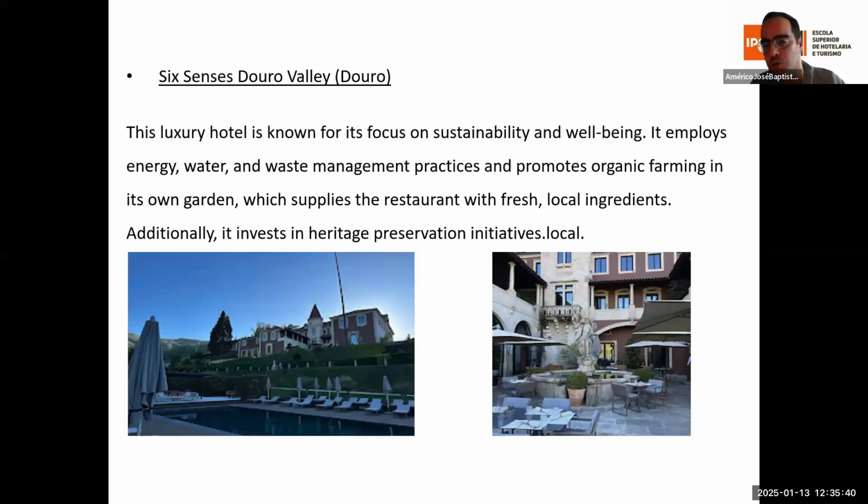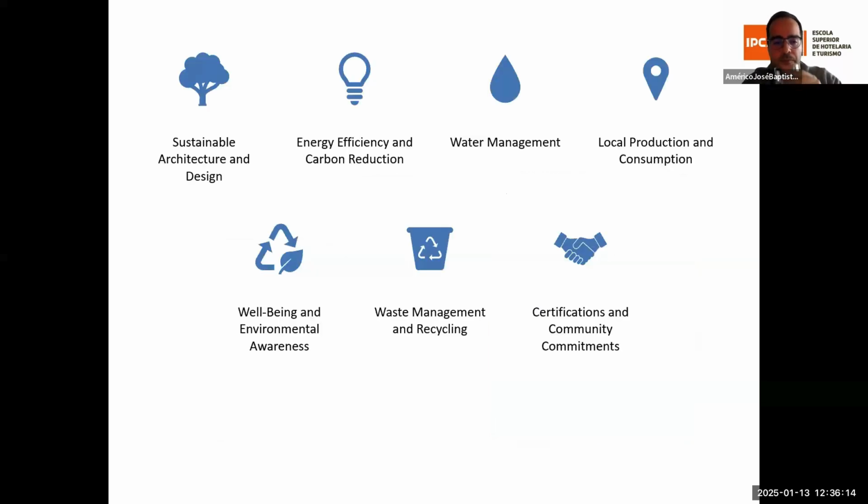For example, the first one is the Six Senses Douro Valley. This luxury hotel is known for its focus on sustainability and well-being. It employs energy, water, and waste management practices and promotes organic farming in its own garden, which supplies the restaurant with fresh local ingredients. Additionally, it invests in local heritage preservation initiatives.